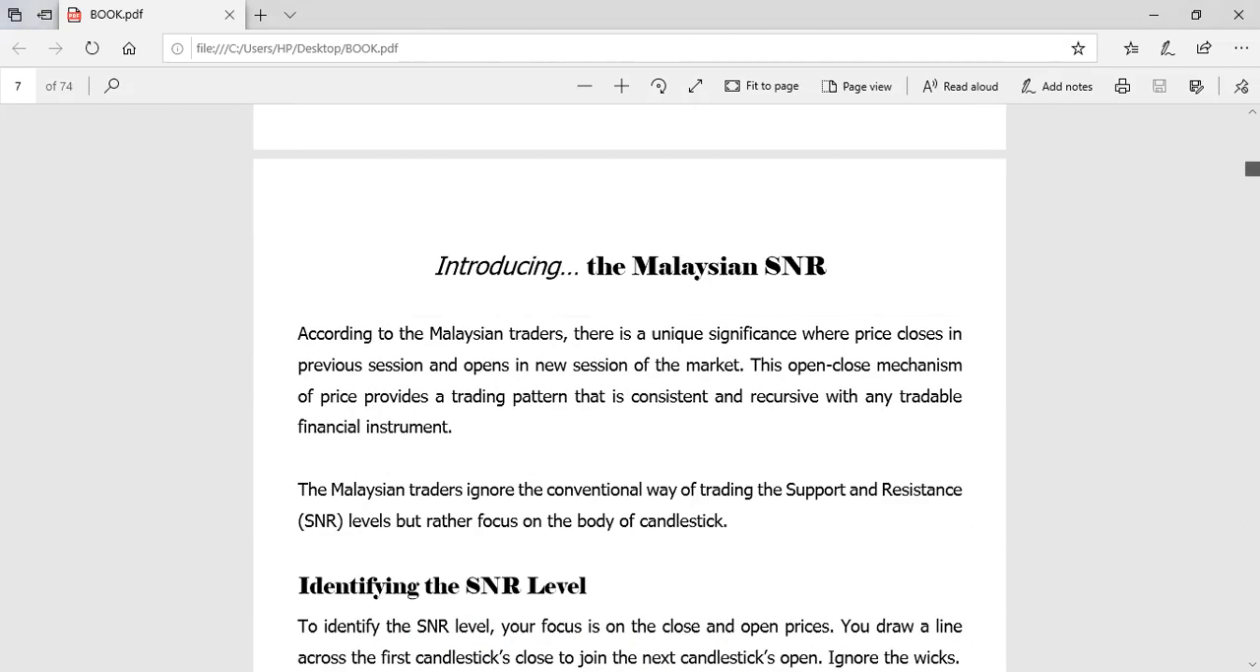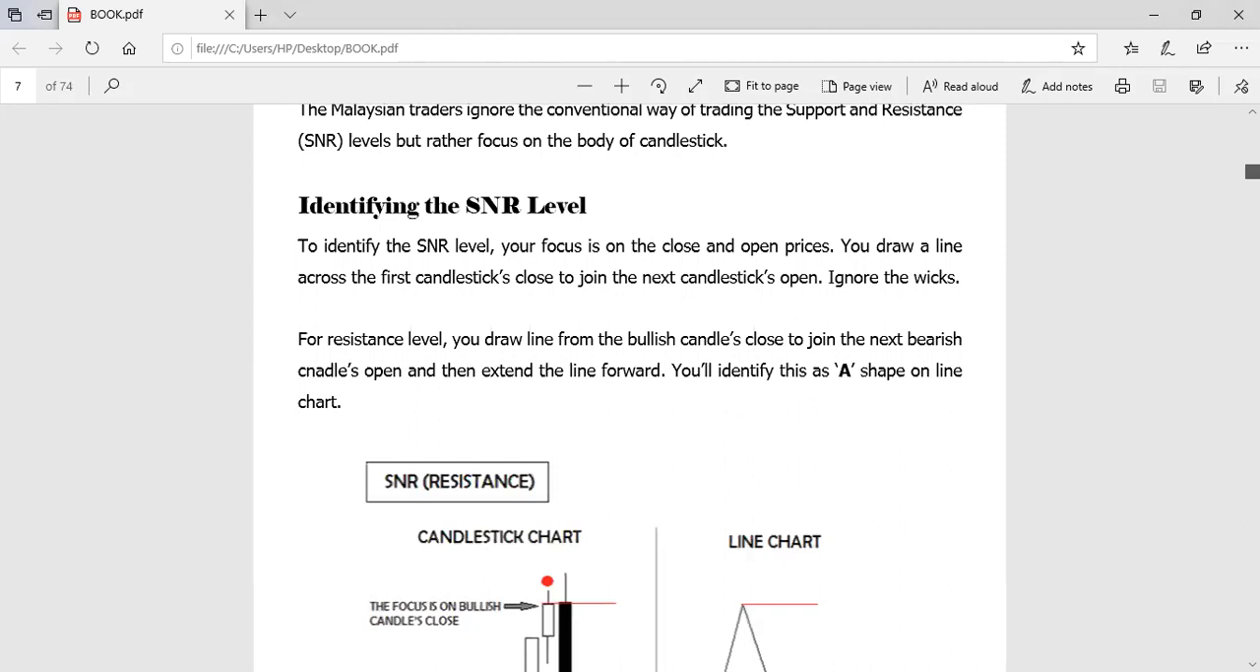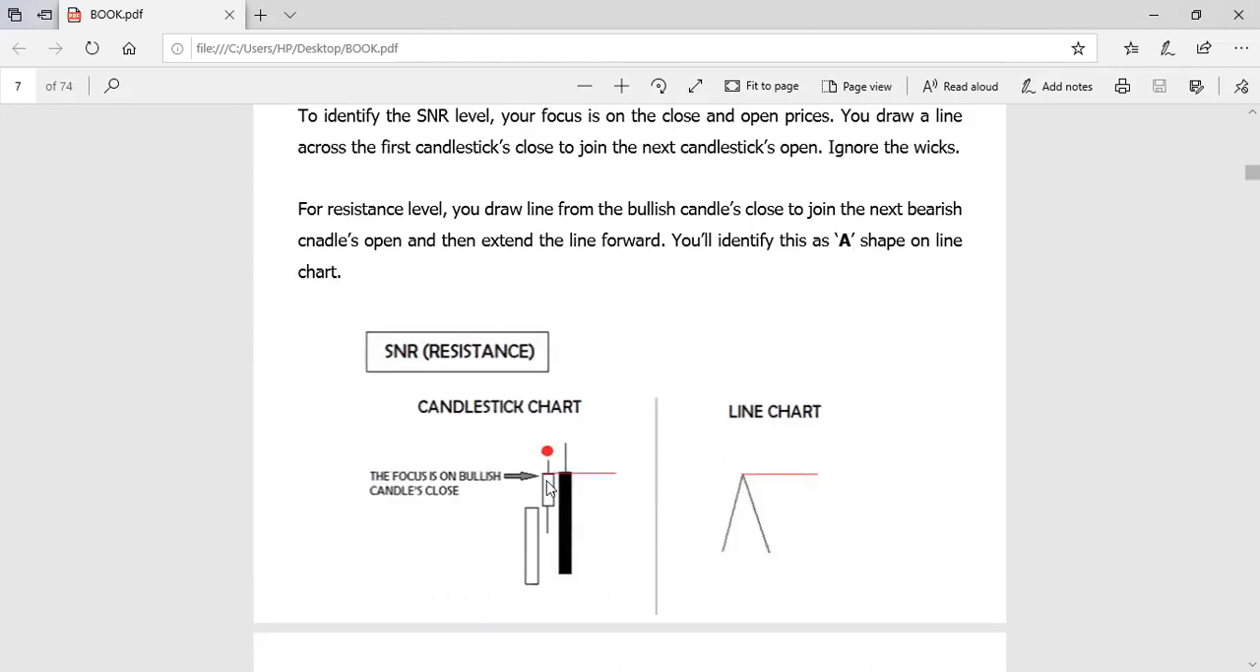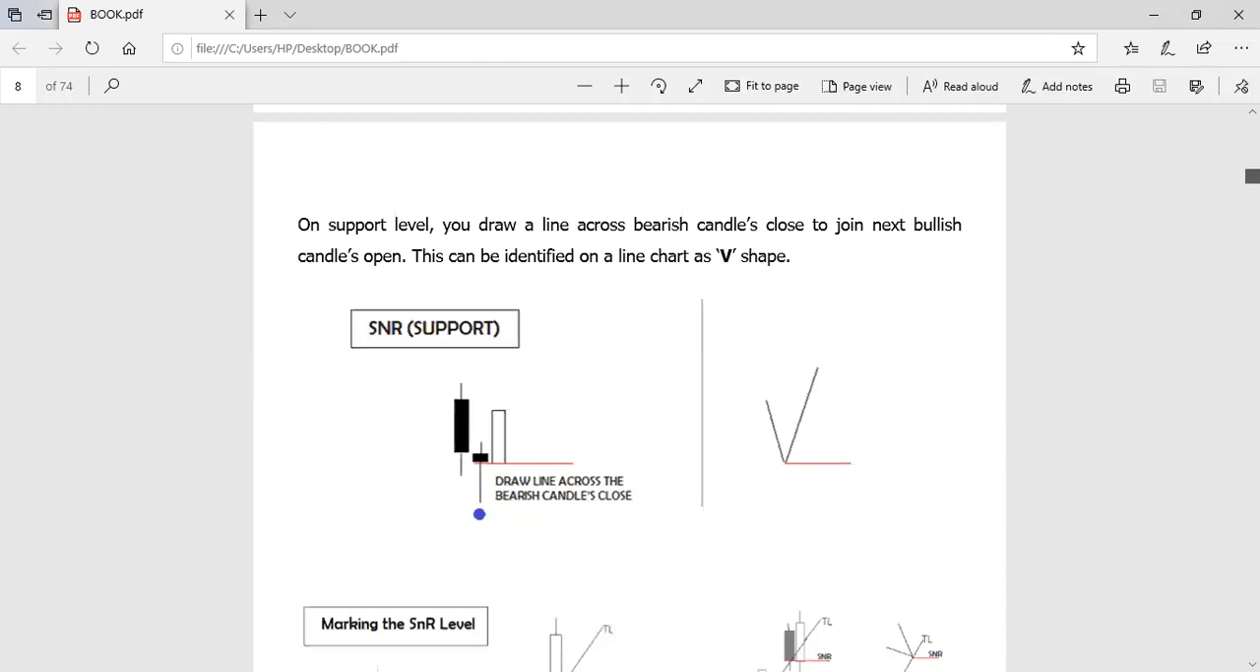So we talked about how to mark the levels, the SNR. When you are marking resistance, your focus is on the first candle, which is the bullish candlestick close. You focus on that, which is the A shape of the line chart. You locate it from the line chart first, because it's easy to locate there. But if you can still mark it out on the candlestick, just make sure you tap the close level. You draw it forward, because you are going to make use of it in the subsequent price action.